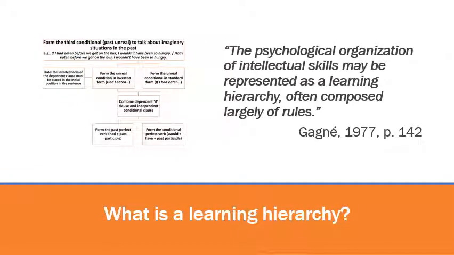According to Jonasson and colleagues, the concept of learning hierarchy was developed by Robert Gagne to depict how a set of intellectual skills are related. As in the case of the third conditional in English, learning hierarchies often consist of a set of rules. Gagne argues that many intellectual skills can be represented in a learning hierarchy, including rules of English grammar and punctuation, mathematical and scientific rules and concepts, and even skills in the social sciences, such as comparing and contrasting governmental systems and predicting social trends.